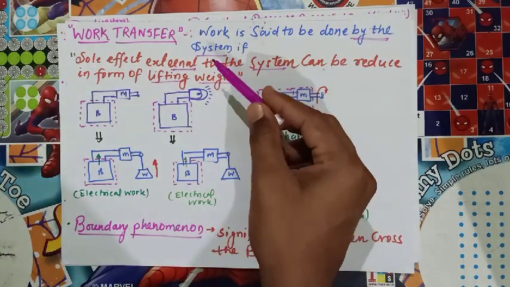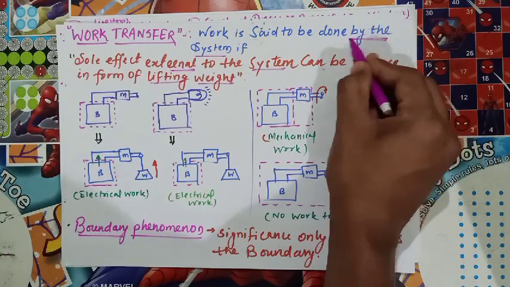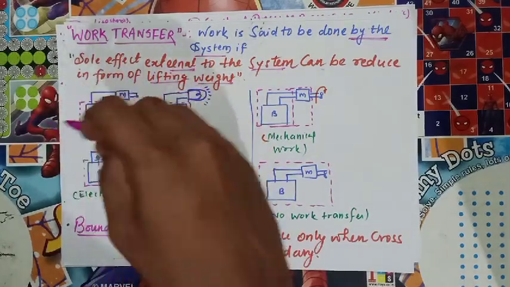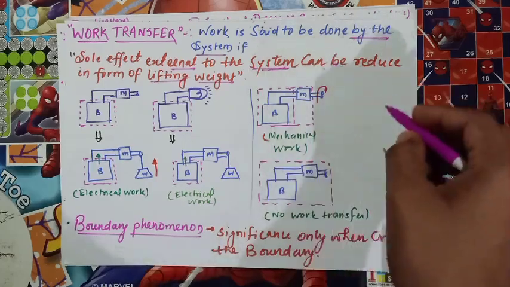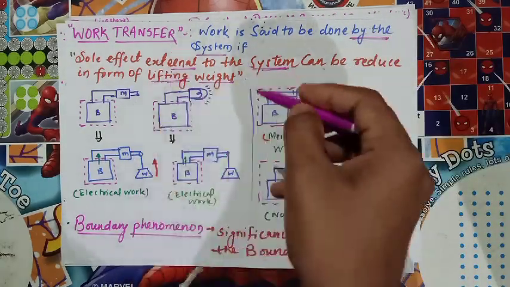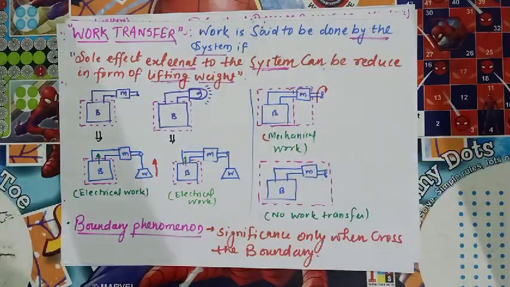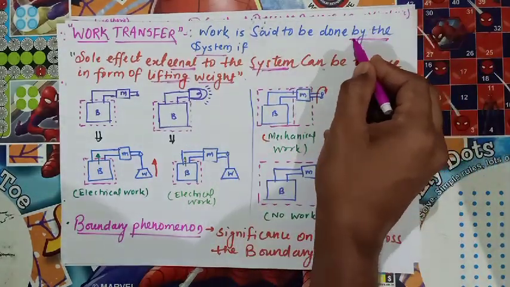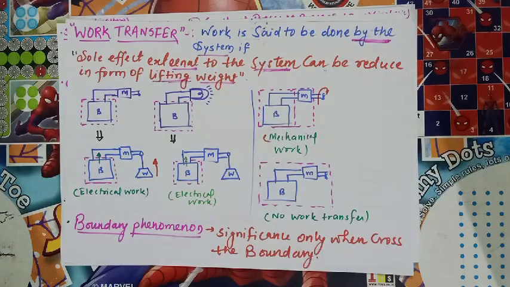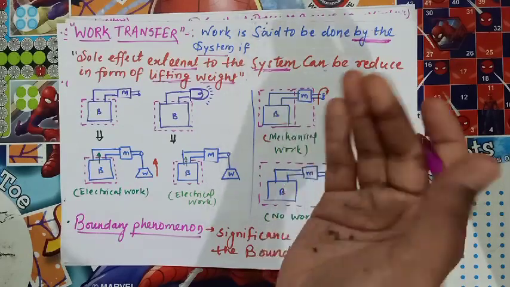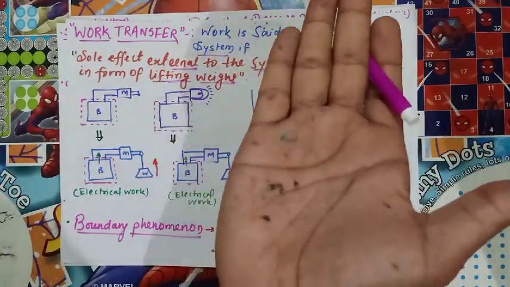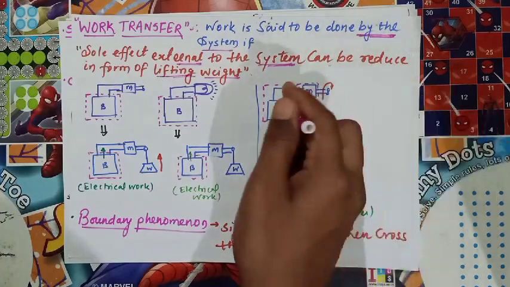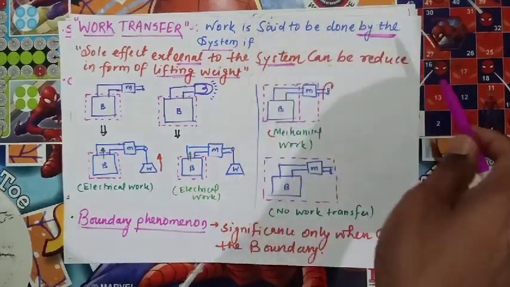Okay, तो हम कब कहेंगे कि सिस्टम ने वर्क किया है? सिस्टम के द्वारा, है ना, we will say कि सिस्टम के द्वारा वर्क किया गया. अगर जो सोल इफेक्ट है, जो हमारा सिस्टम का जो सोल इफेक्ट है, अगर हम उसको इस फॉर्म में ले आए कि वह जो है वेट को लिफ्ट कर सकता है, वेट को उठा सकता है. अगर हमारा सिस्टम वेट को लिफ्ट कर सकता है, then we will say that work is done by the system. आई होप कि अब थोड़ा चीज़ें क्लियर होंगी. If the sole effect external to the system can be reduced in the form of lifting weight, then we will say that yes, work is said to be done by the system.